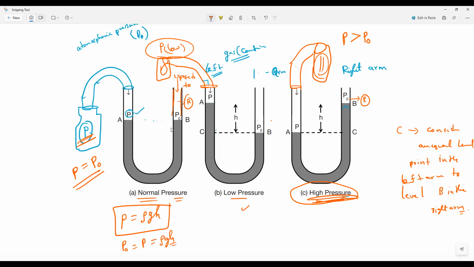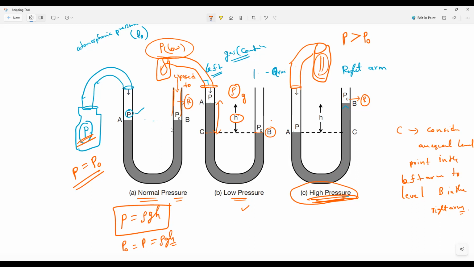Now, if it is the low pressure, means the pressure at point C, which is basically the same pressure as point B, but here it is having a lower pressure than the gas. So what is the pressure? Let us discuss now. H is the height difference in the levels of the liquid in both the arms, rho is the density of the liquid, and G is the acceleration due to gravity.